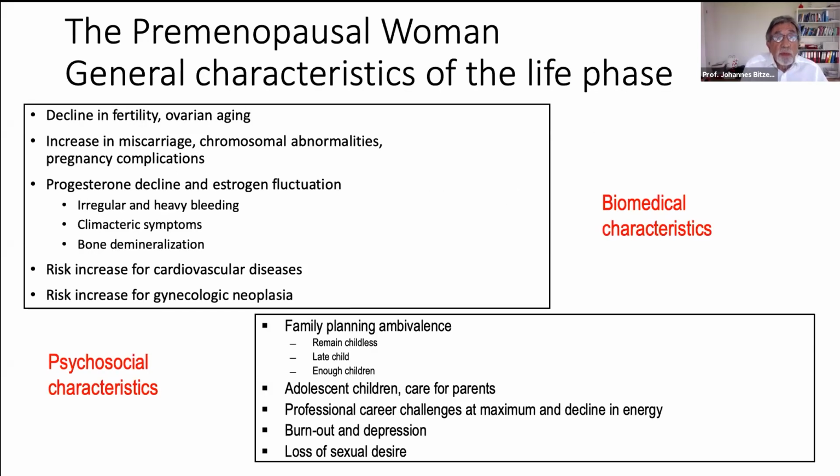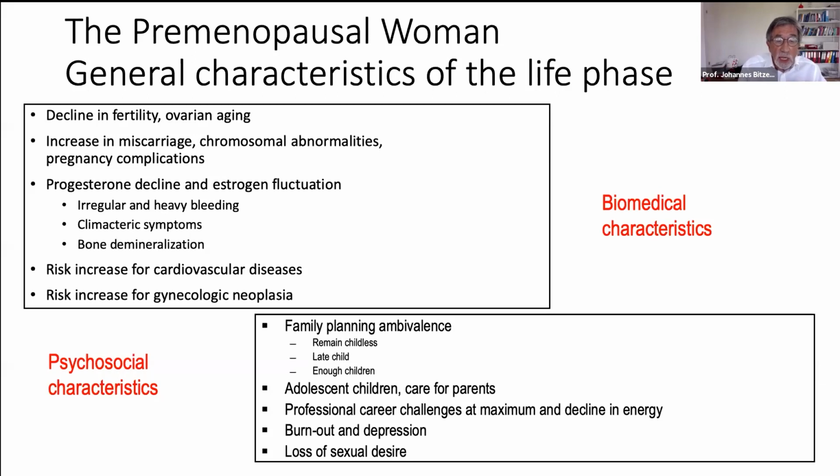If you look at the premenopause, there are these biomedical characteristics, which Sven has already described: the decline in fertility, ovarian aging. From the reproductive side, it's an increase in miscarriage, chromosomal abnormalities, pregnancy complications. There is a progesterone decline and estrogen fluctuation with irregular and heavy bleeding, climacteric symptoms, bone demineralization. There is an aging-related risk increase for cardiovascular diseases and a risk increase for gynecologic neoplasias.